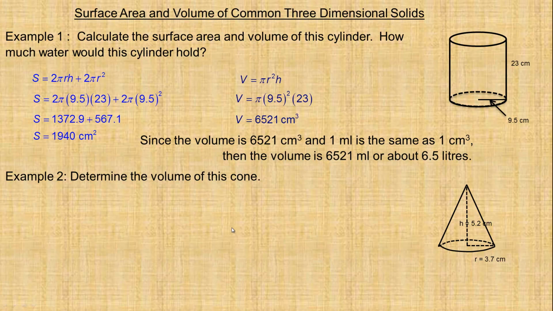Number 2 here, determine the volume of the cone. So this is just volume. So here's the volume formula for this cone, and we're told the radius is 3.7 and the height is 5.2 here. So we're going to fill those into the formula. So r is 3.7, h is 5.2.